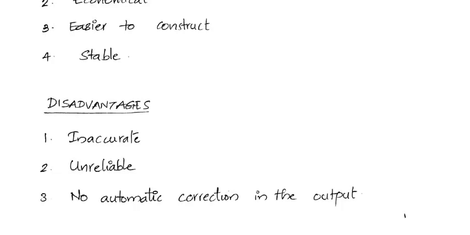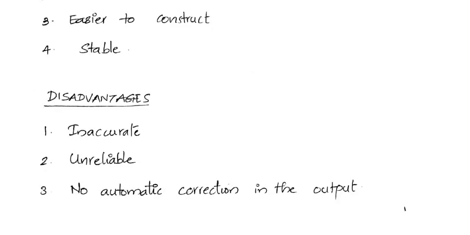So no automatic correction in the output because there is no feedback. So since we cannot do any automatic correction, the output that we get may be inaccurate. If it's inaccurate, then definitely we cannot rely on this system. So it's unreliable. So these are the disadvantages.